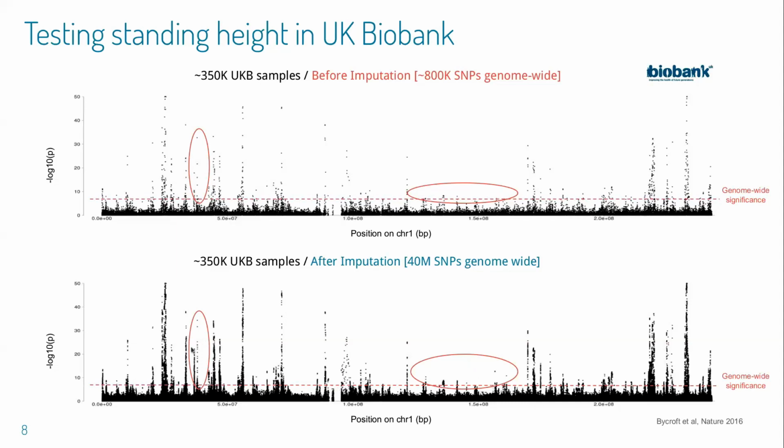and we are able to detail the peaks much better and capture new associations. Overall, it is extremely useful for fine mapping because it's likely that the causal variant might be in the imputed data instead of the genotype data. So this is why genotype imputation is standard practice in genome-wide association studies starting from SNP array.